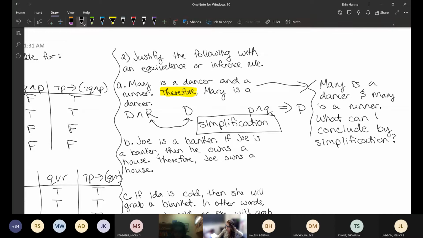And then you would have to tell me the answer was Mary as a dancer. So I can also ask you to use the rule to tell me the resulting statement as well. So there's two different ways I could phrase this question.